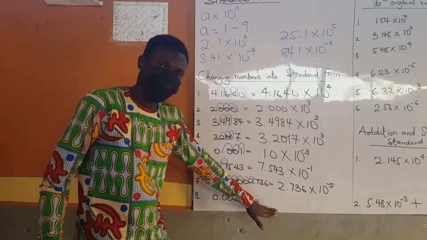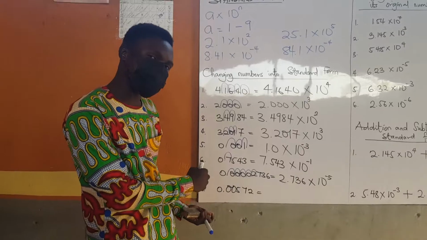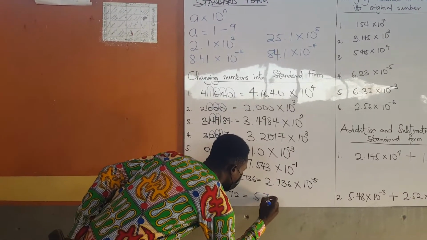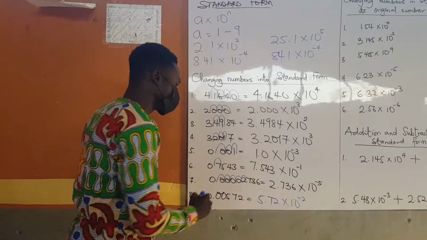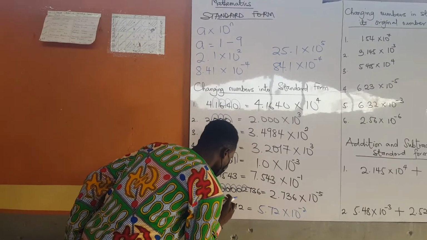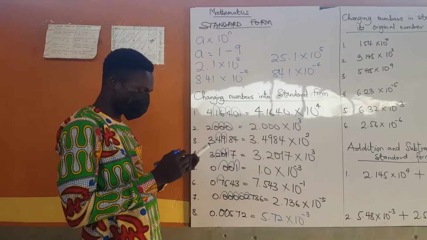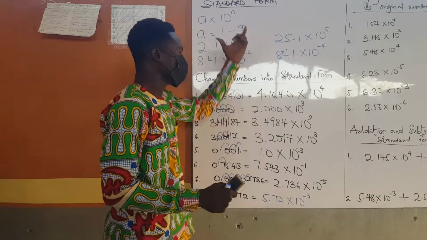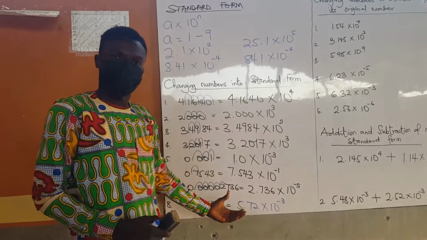The same thing we are going to do here. When you look at this, if I change it into standard form, I'm going to get 5.72 times 10 raised to the power negative 3. 1, 2, 3. So you are going to get negative 3 as your answer. This is how we change numbers into standard form.